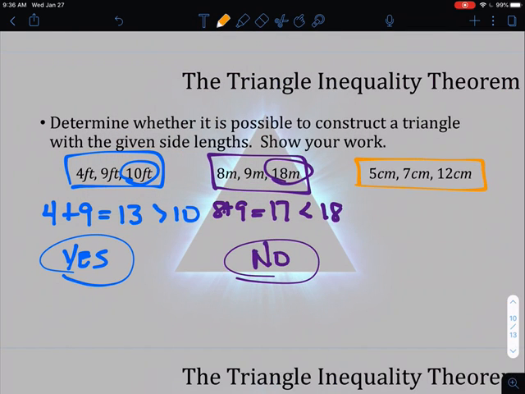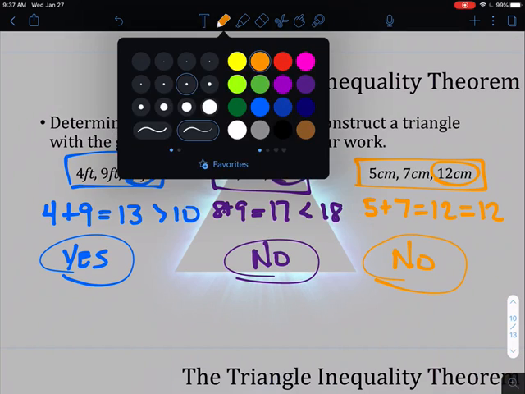And so if we look at the last example, again, we identify our largest side, which is 12. And if I add the two smaller, 5 plus 7, I get 12. Now 12 is actually exactly the same as my largest side, 12. Again, when we do this, the two smallest sides have to be bigger. They can't be the same, they can't be less, they have to be strictly bigger than that third side. So in this case, even though we're close, we do not have a triangle.